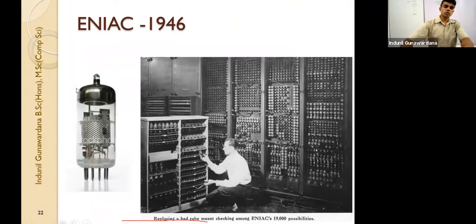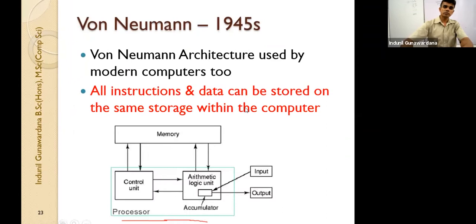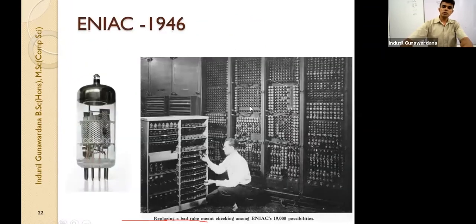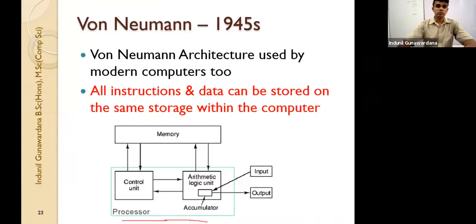Now these are the vacuum tubes. Such tubes are used in these machines. You see that these places are plugged with those vacuum tubes, right? Replacing a bad tube meant checking through the ENIAC. In the ENIAC there are many vacuum tubes, and they had to replace them once one of them burnt out.